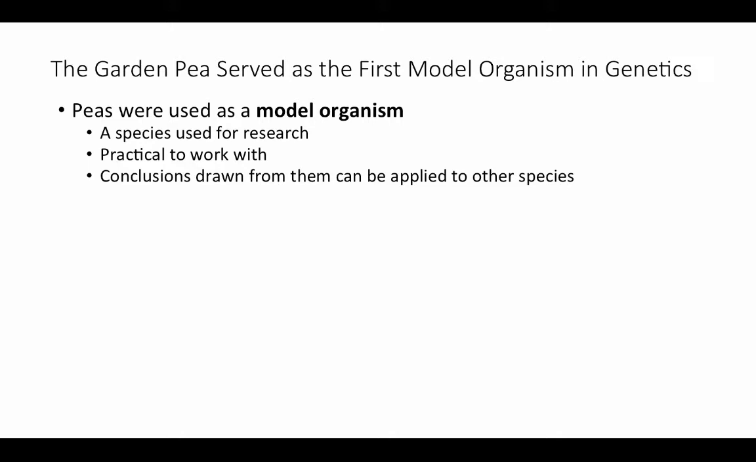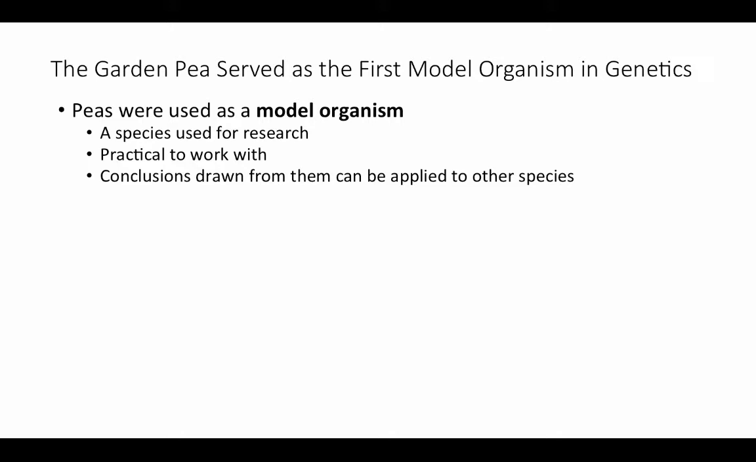with. Sometimes it's because they have a very short generation time. Sometimes it's because they are easy to breed in a laboratory. For whatever reasons, they're very tractable systems. And for a model organism, the conclusions that you draw from them need to be able to be expanded and broadened to apply to other species.